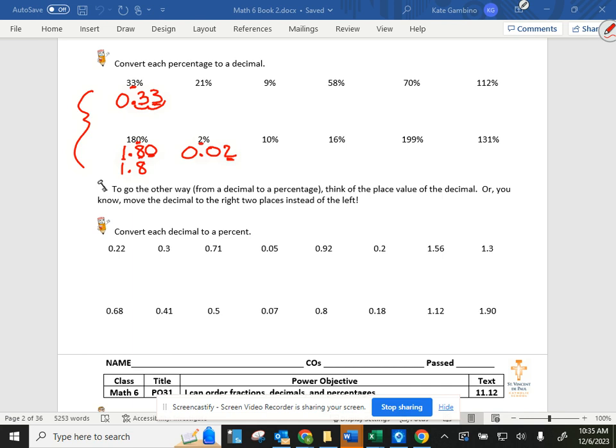So if we have 0.22, what percent is that? Ava? 22%. 22%. Because we move that decimal place over two places, so it's 22%.